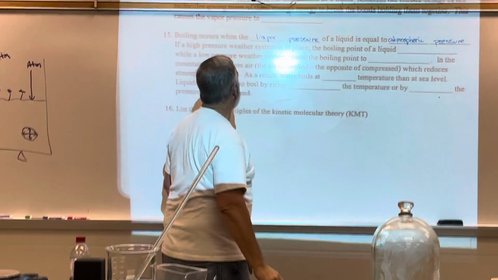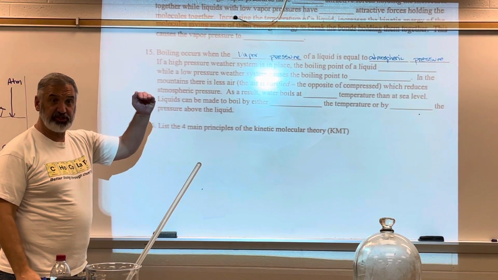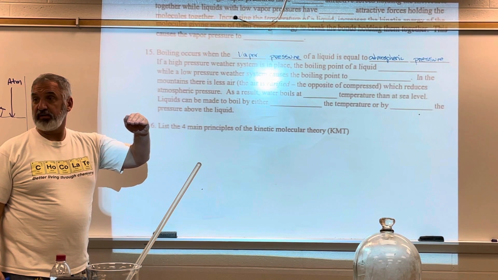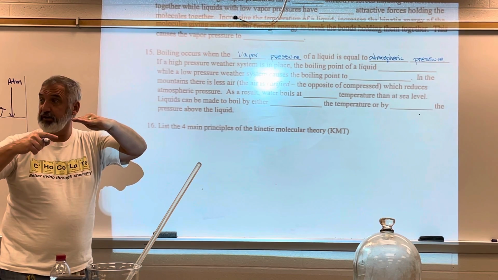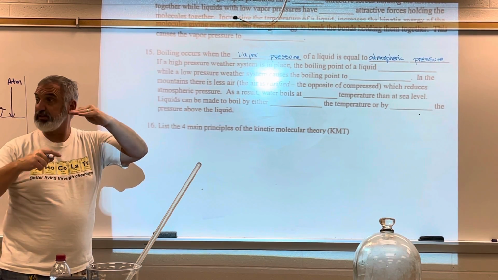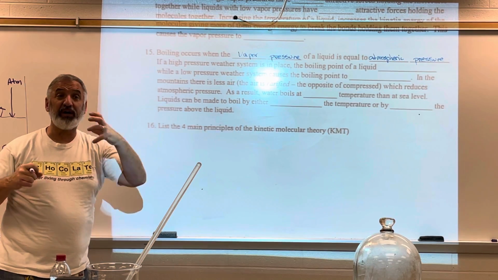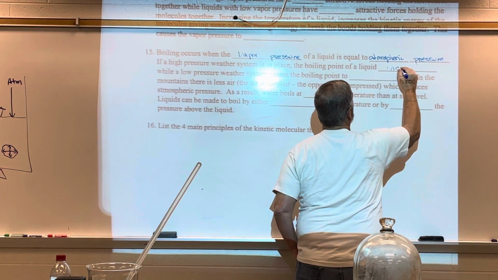Okay, if a high pressure, what happens to the boiling point? If it's high pressure, lower. It increases. At more pressure, the water's got to get hotter to make the bubble form. Okay, that's a pressure cooker. Remember, a pressure cooker is high pressure. It requires higher temperature. The boiling point of the liquid increases.